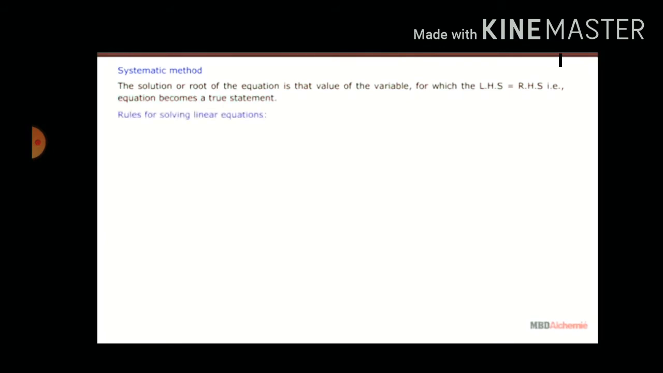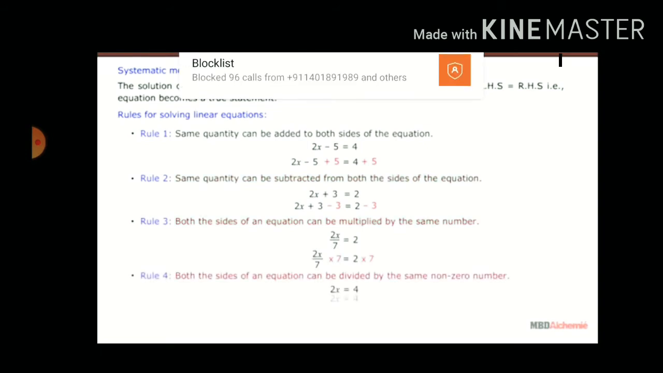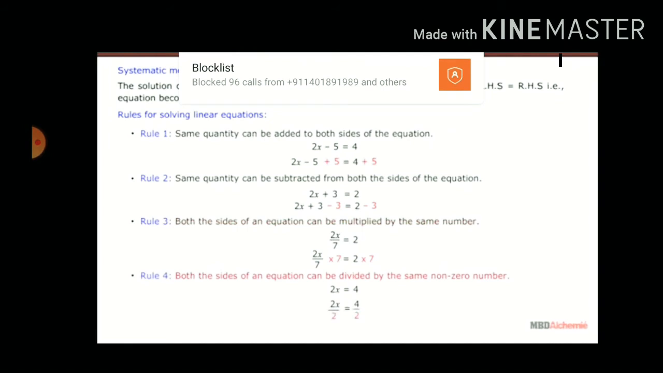Systematic method. The solution or root of the equation is that value of the variable for which the left-hand side is equal to the right-hand side, that is, the equation becomes a true statement. Rules for solving linear equations. Rule 1. Same quantity can be added to both sides of the equation. Rule 2. Same quantity can be subtracted from both sides of the equation. Rule 3. Both the sides of an equation can be multiplied by the same number. Rule 4. Both the sides of the equation can be divided by the same non-zero number.